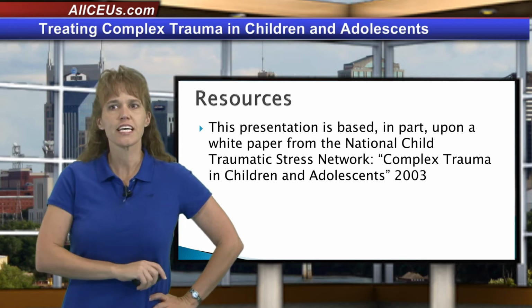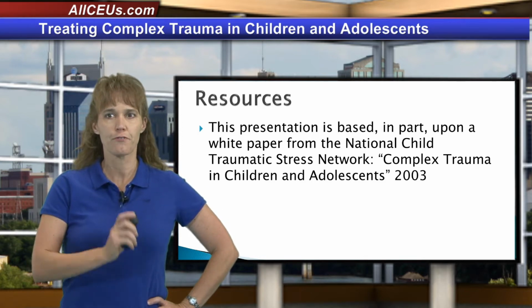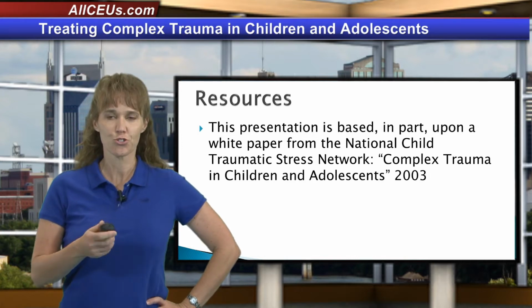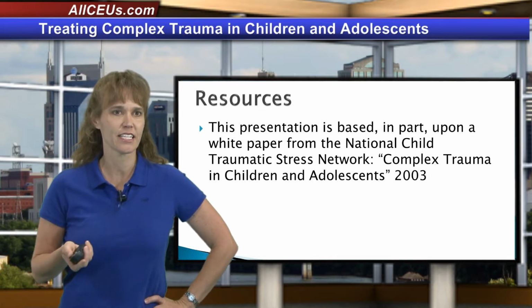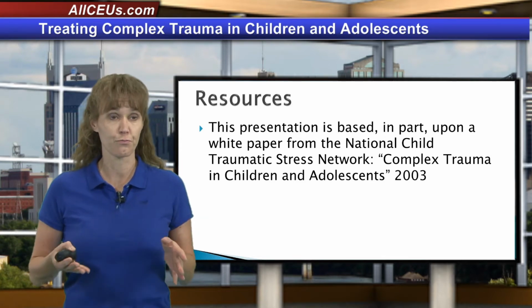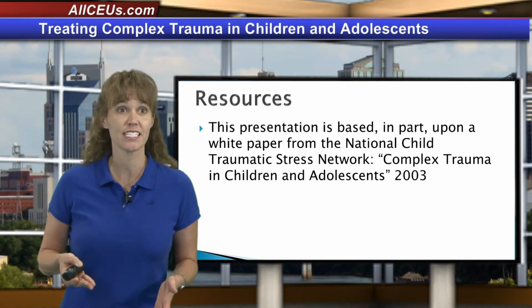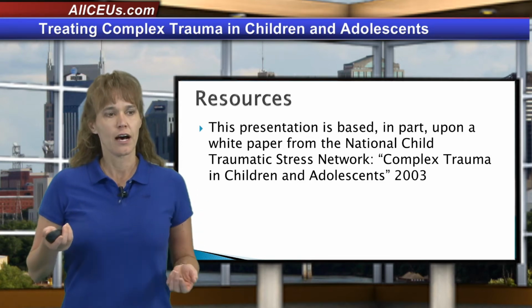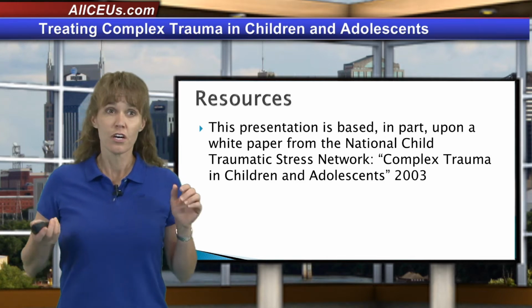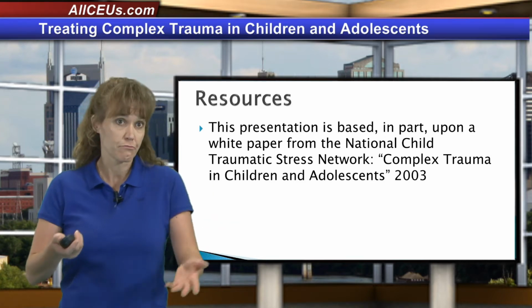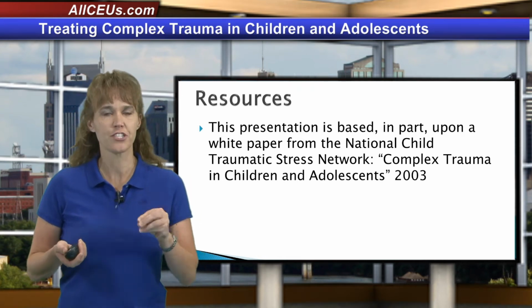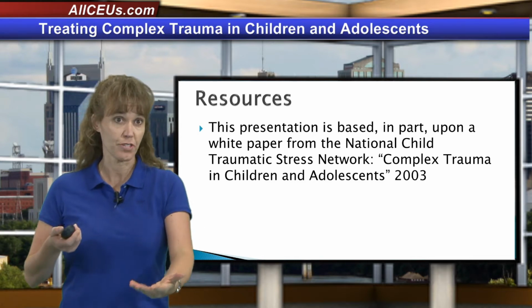Okay, resources. This presentation is based in part upon a white paper from the National Child Traumatic Stress Network. It's called Complex Trauma in Children and Adolescents, and it was published in 2003. You can find this online. If you Google it, you can print it out. I highly, highly suggest it if you work with children who have complex trauma issues, or if you work with adults in substance abuse treatment or just regular old mental health treatment. A lot of times we find that a lot of our patients do have a trauma history of some sort.